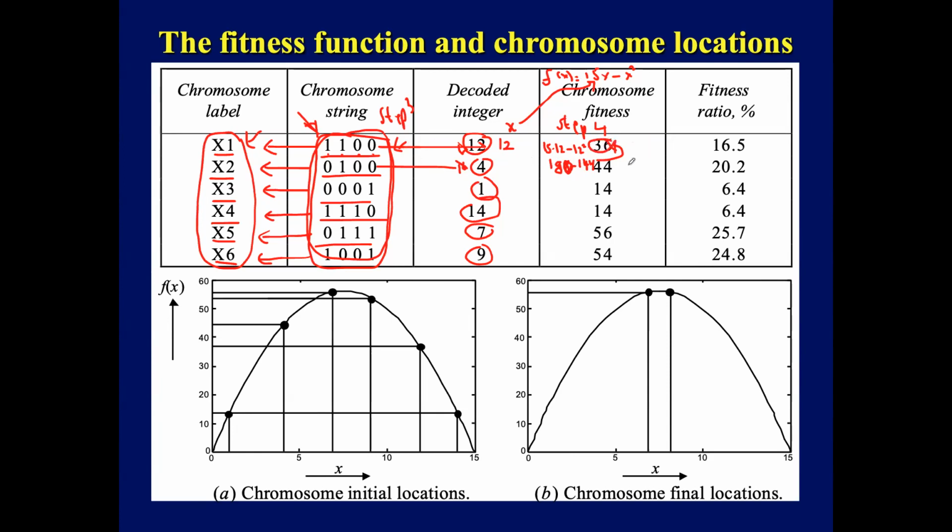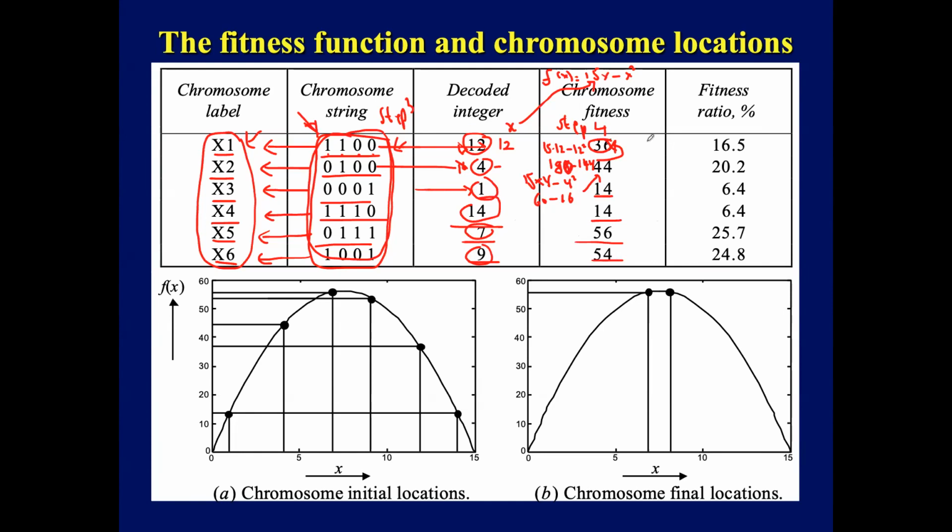And then likewise, for 4, you get 15 times 4 minus 4 squared, which is 60 minus 16. And that gives you 44. So for the others as well, for 1 it will be the easiest. That would be 15 minus 1, you get 14. For 14, you'll also get 14. And then for 7, you'll get 56, and for 9, you get 54.